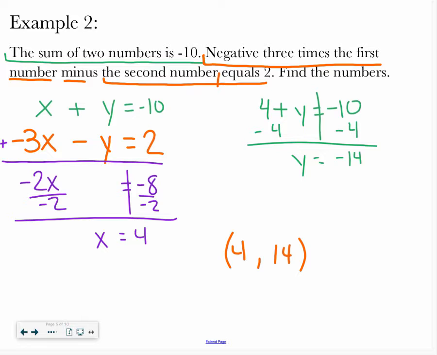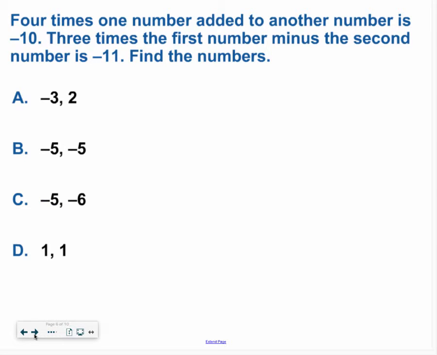Okay? It's pretty similar to what we did in the first example. The only difference, you have to set up the equations. Okay, go ahead and try this one on your own.